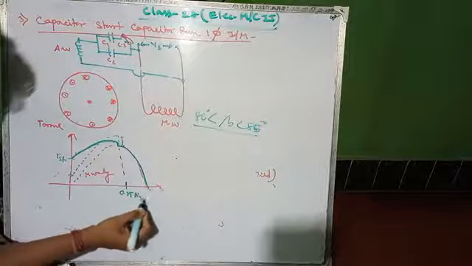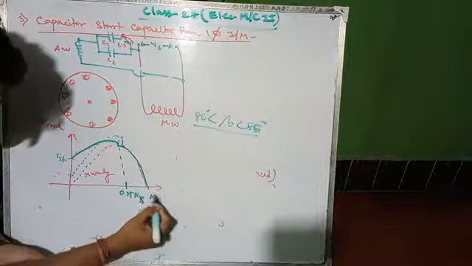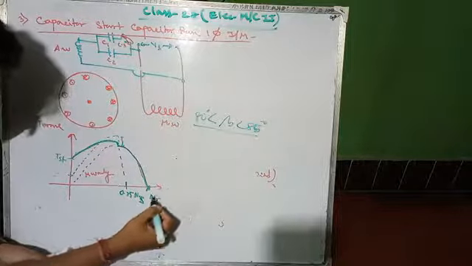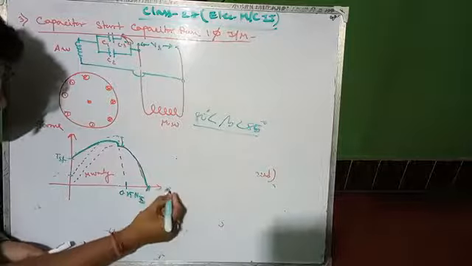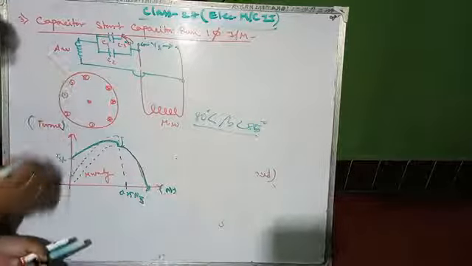Here is 0.75 Ns, or NR. This axis is speed, and this is the torque axis.